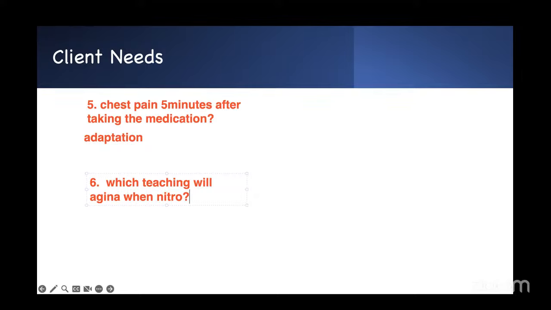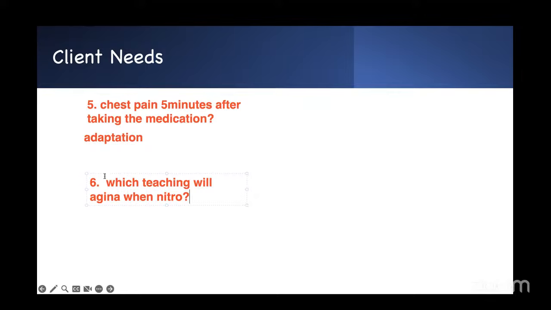A heart attack. How would you classify it? I want you to classify it. Think about it. I'm going to teach the patient. Is it risk reduction? Risk reduction is you preventing something, right? This is not preventing. We're teaching them what to do when they're taking the medication, not to have angina, right? Which teaching will you give to prevent angina when you're taking this medication?